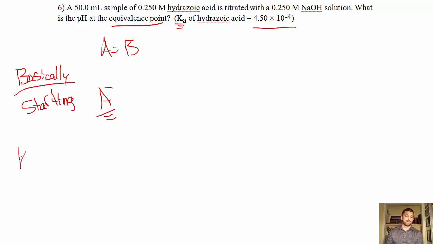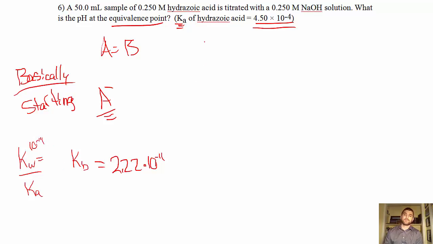So how do I get Ka and Kb? Well, we know Kw equals Ka times Kb. So to get Kb, we divide Kw by Ka. And we get the Kb of 2.22 times 10 to the minus 11, when we plug in the Ka and the Kw is 10 to the minus 14.